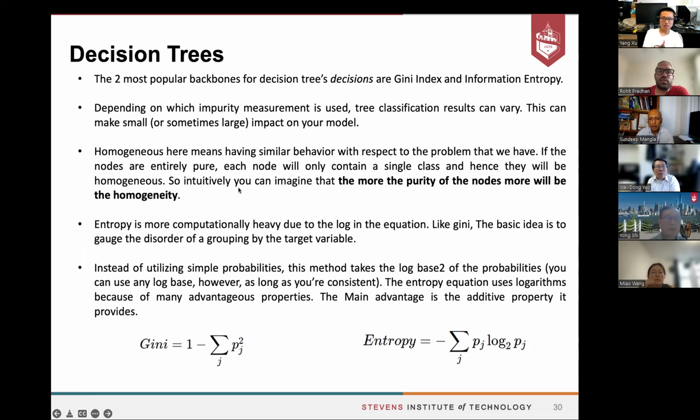So there are two types of decision tree criteria basically, the Gini index and the entropy. There are models where the Gini index utilizes just the probabilities, the sum of squares of the probabilities, and the later version uses information gain and entropy with the help of a log function.